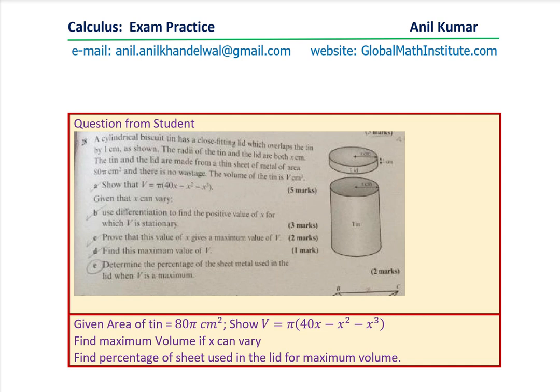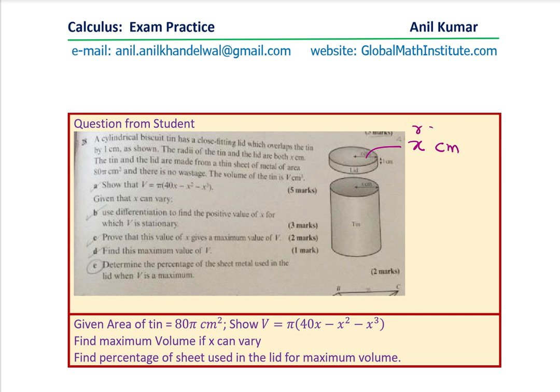So, the question here is a cylindrical biscuit tin has a close fitted lid which overlaps the tin by 1 centimeter as shown. So the print is very small here. So that is the tin cover which fits over the tin, right? The radii of the tin and the lid are both x centimeters. So we are given that this radius here is x centimeters.